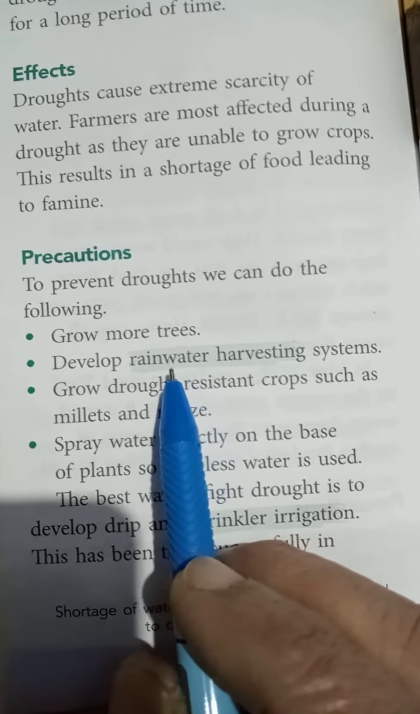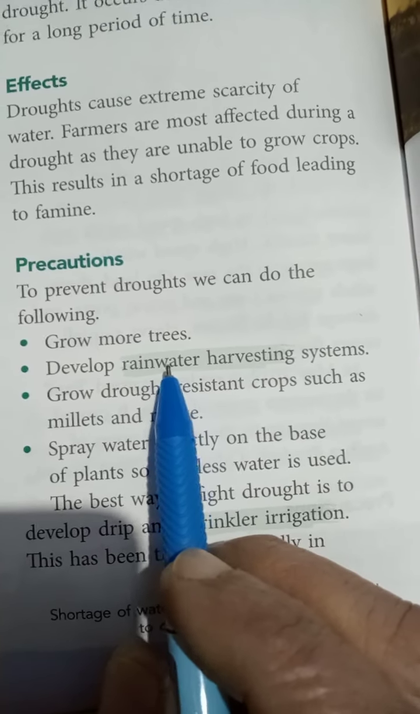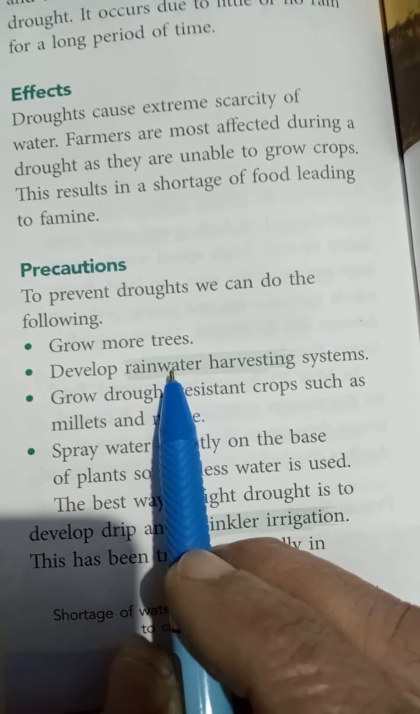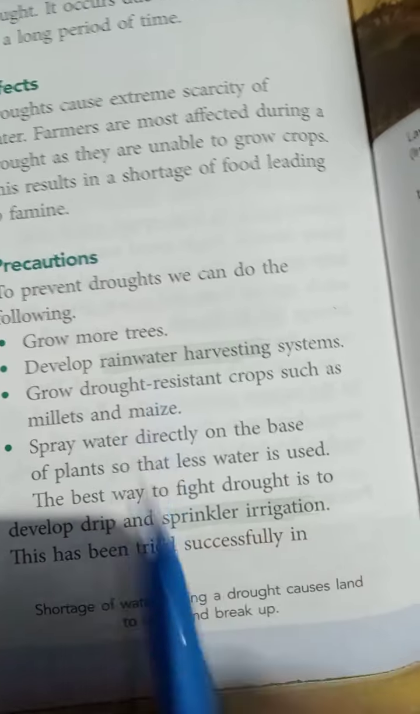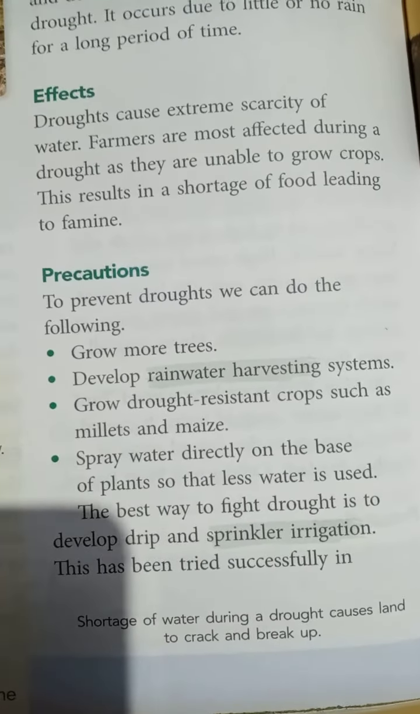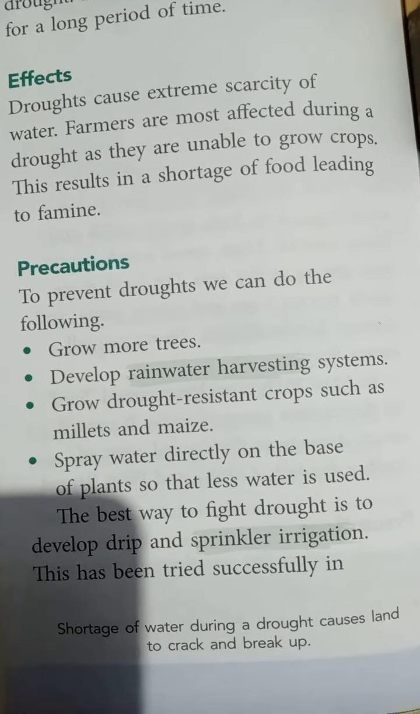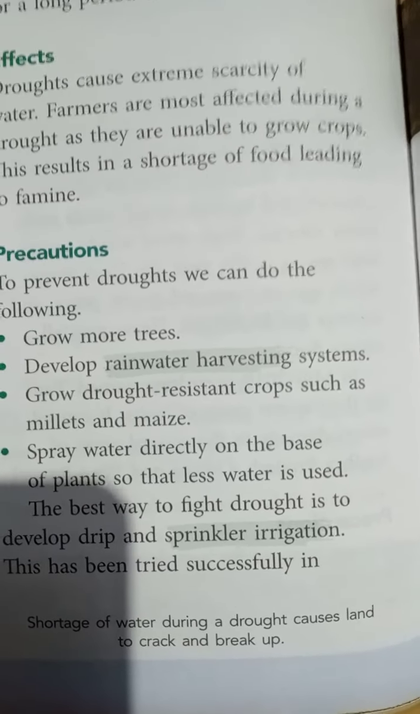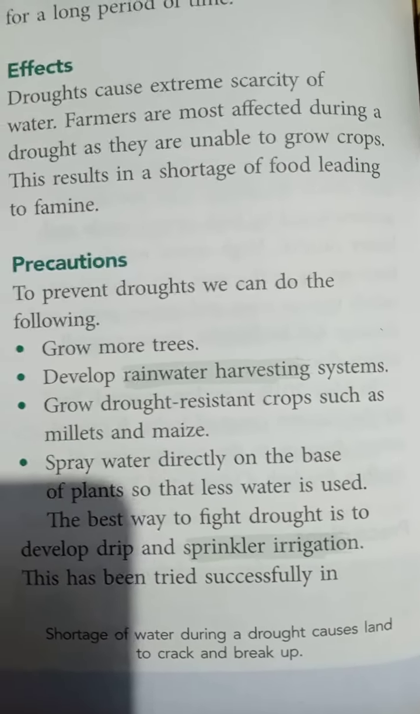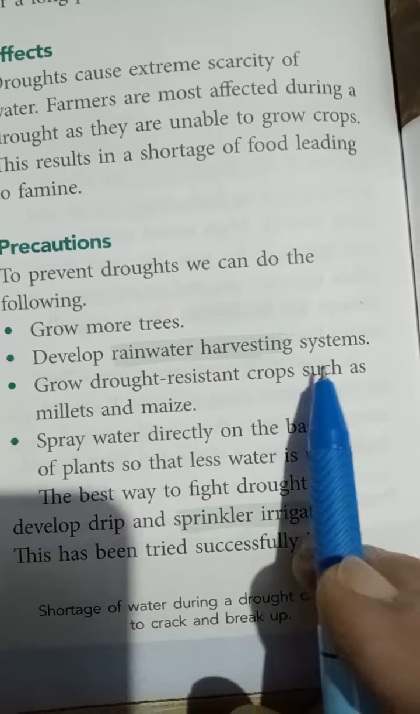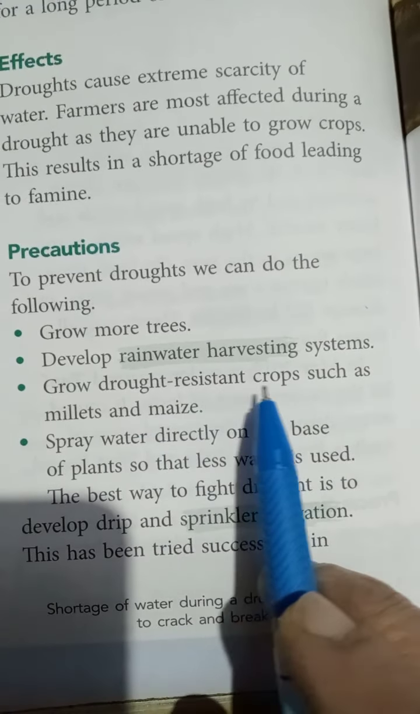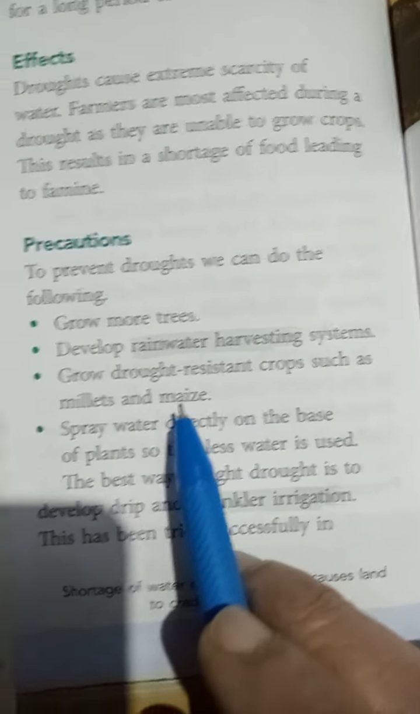This rainwater harvesting uses some technology also. Using modern technology, the rainwater is harvested in underground reservoirs, and it is used whenever there is a shortage of water. So, rainwater harvesting systems. Grow drought-resistant crops such as millets and maize.